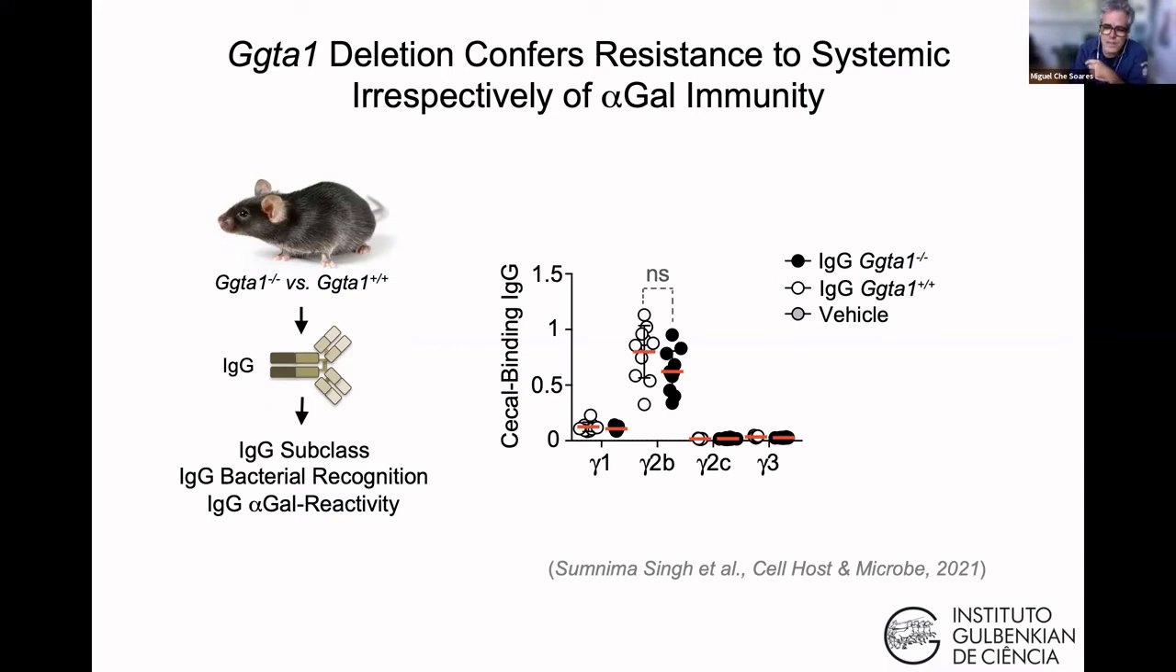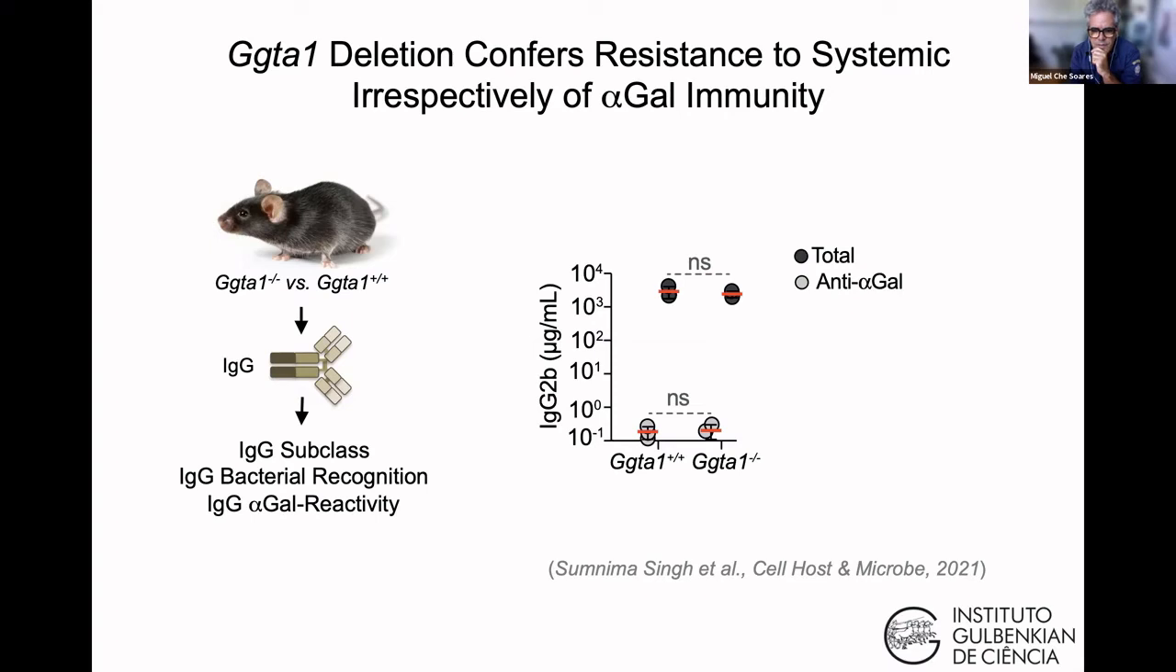For the subclasses, you can see here from the different sources. This is the ones that protect, this was the ones that don't protect. In both cases, gamma 2b. So this is a very good complement and Fc gamma receptor binding antibody isotype. Now, for their ability to recognize alpha-gal, they actually recognize very little alpha-gal. And this, I'm sorry, this is the total amount of gamma 2b that there is in the inoculum, and this is the amount of that gamma 2b that can recognize alpha-gal.